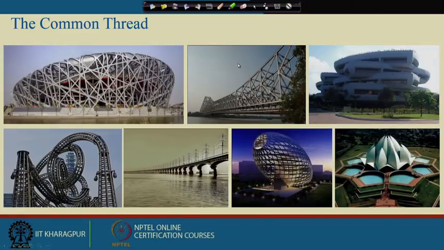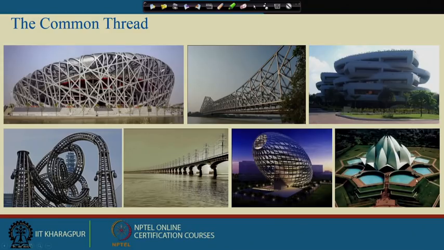Now, you see that philosophy, why this is required, because if you see the real structure, these are some examples of some famous structures. I have not given the names of the structures because I believe these structures are so famous that names are not required.